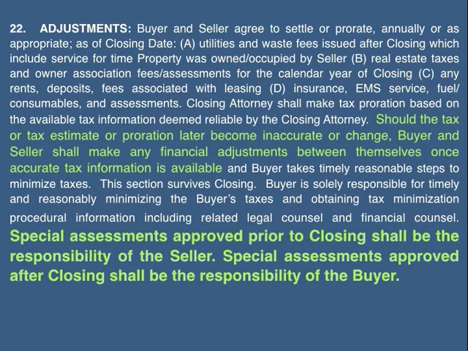The closing attorney shall make tax prorations based on the available tax information deemed reliable by the closing attorney. They do their best job to get the correct information, but it is not always correct. Should the tax or tax estimate or proration later become inaccurate or change, the buyer and seller shall make any financial adjustments between themselves once accurate tax information is available, and buyer takes timely, reasonable steps to minimize taxes. This section survives closing. A good example of this is we had a closing.